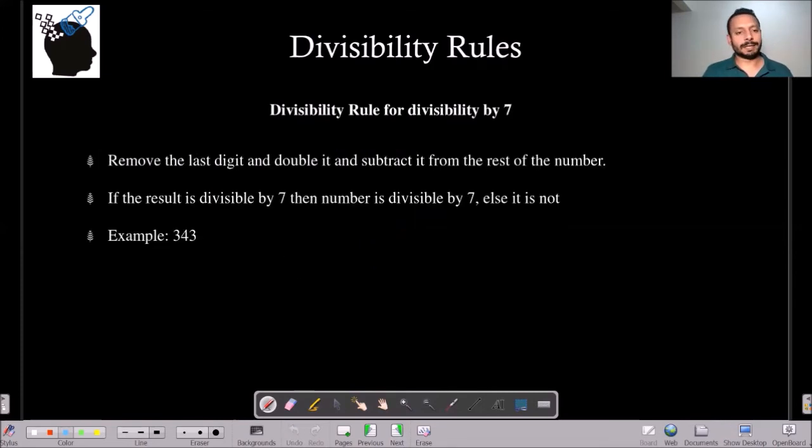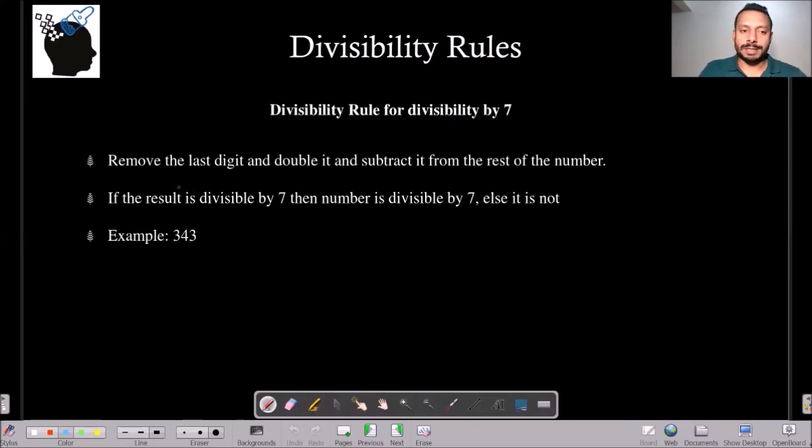Let's try divisibility by 7 now. Now divisibility by 7 is actually a bit lengthy. So what I recommend is you can directly divide the number by 7 using the long division method and check whether it is divisible by 7 or not. But still, let's try to understand how we can use a logic to find divisibility by 7.